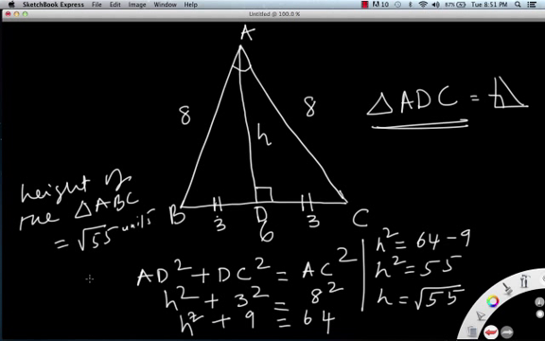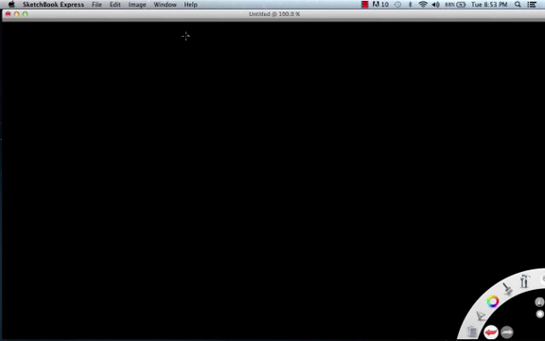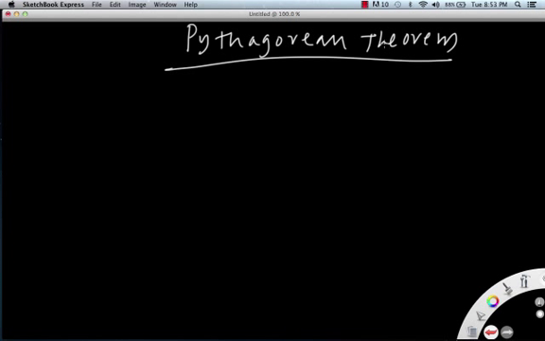So this is how you can calculate the height of the isosceles triangle by applying the Pythagorean theorem. Let's look at one other example of the Pythagorean theorem. Consider this right angle triangle.